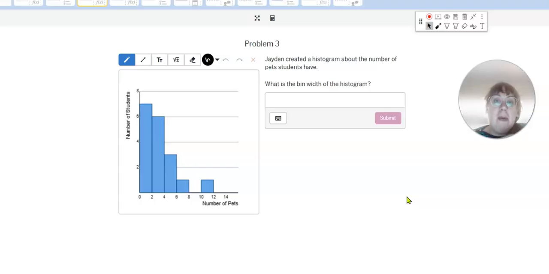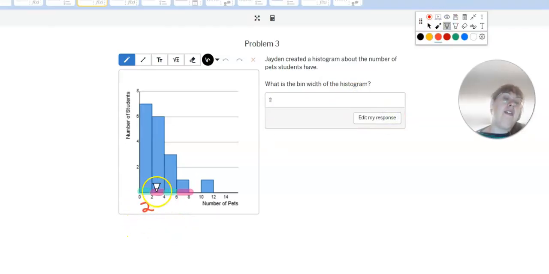Jaden created a histogram about the number of pets that students have. What is the bin width of the histogram? If we're looking at the bin width, we're looking at how far does it go for the first bin. We're going from 0 to 2, 2 to 4, 4 to 6, 6 to 8, right? Each bin has a width of 2. So if you have 0 or 1 or 2 pets, you're in this first bin. If you have 3 or 4, you're in this next bin. Perfect.